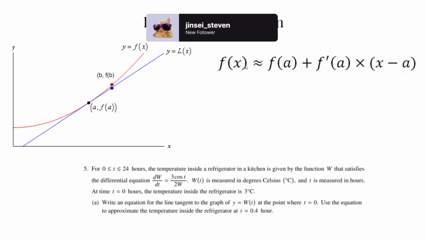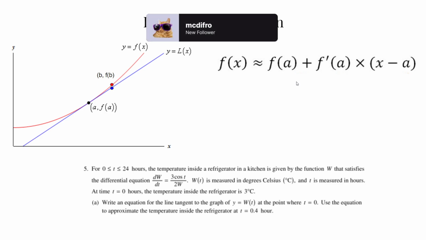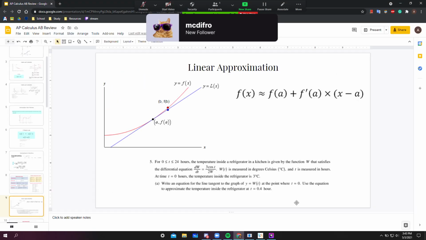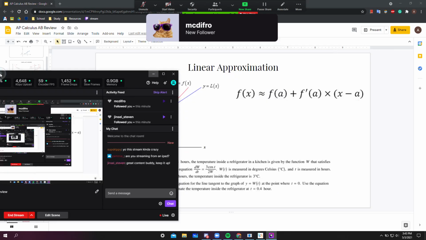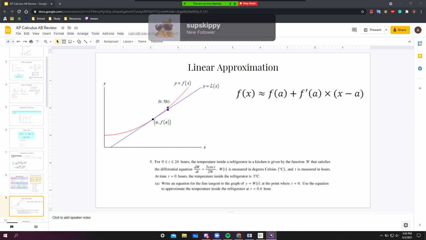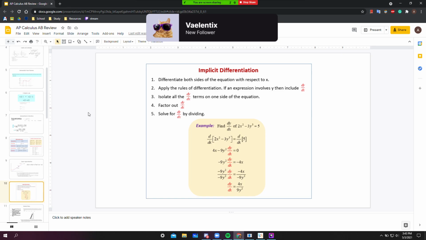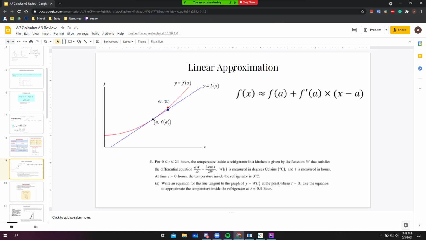So this is the equation for a linear approximation. Okay, and we can use that to... sorry. Implicit differentiation. Okay. Oh wait, let me do this problem real quick. Sorry, I got distracted.